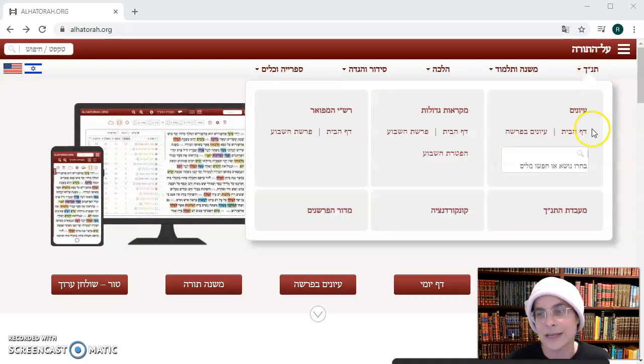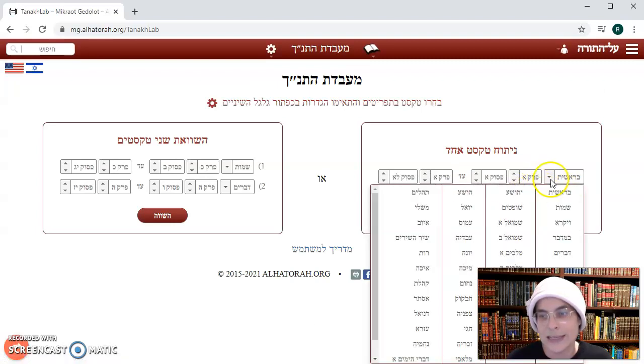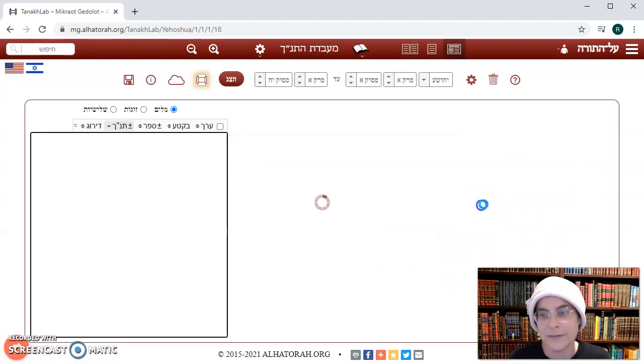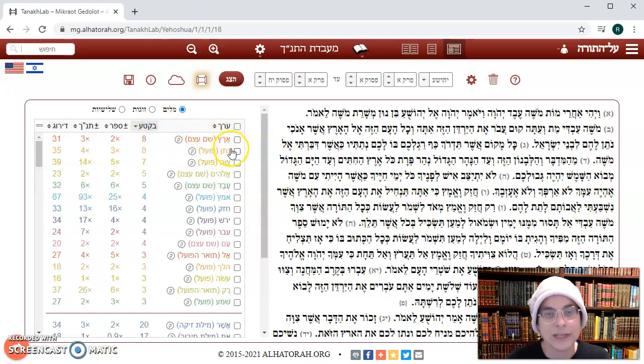Let's go here and then go down to the Tanakh Lab and imagine that we are learning Sefer Yehoshua, Perek Aleph. So if we look first at which individual words appear with greatest frequency within our section, numerically speaking, the words that appear with greatest numerical frequency are Eretz and Natan, which is not surprising since Sefer Yehoshua is ultimately about the gift of the land to Am Yisrael.